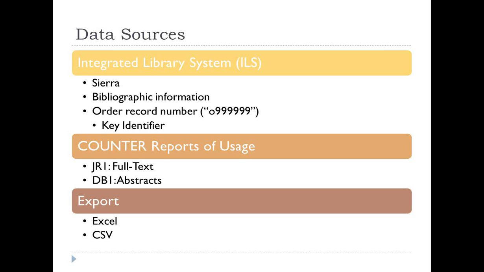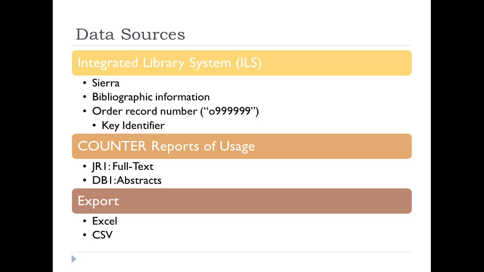And we needed some way to link all our reports, all our spreadsheets together easily. And so we used the order record number as our key identifier. This could be something different depending on your own systems, but this is what we used. And of course, for our usage, we use the JR1 and the DB1s.